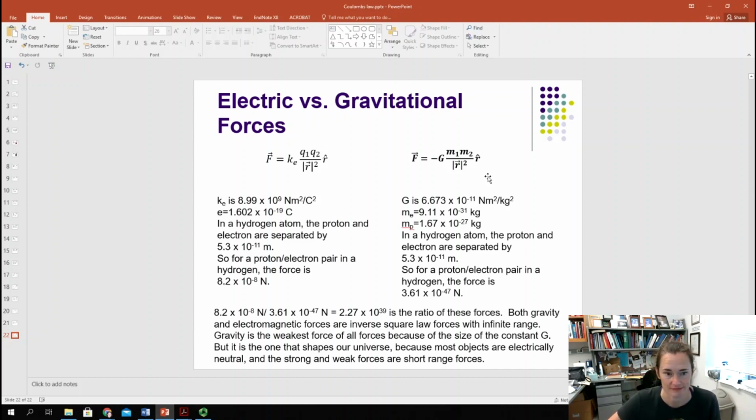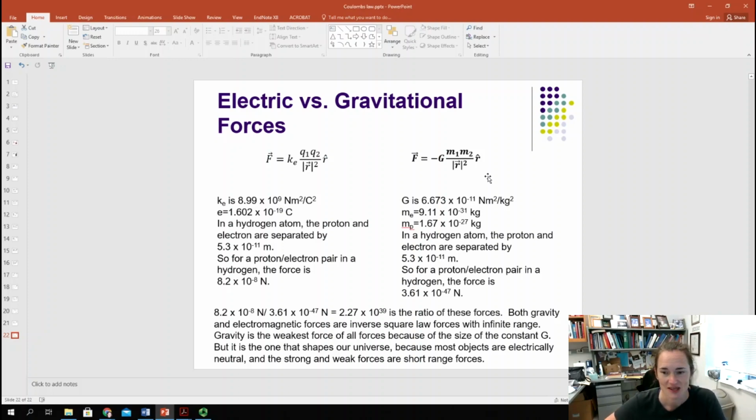Okay? Teeny. But compare it to the Coulomb force. Originally we looked at that and thought, oh well, that's not a really big number. 82 nanonewtons doesn't sound like a lot, but it sounds huge compared to 3.61 times 10 to the minus 47 newtons. So if you were to take the ratio of these two forces, 8.2 times 10 to the minus 8 newtons divided by 3.61 times 10 to the minus 47 newtons, you'd get a whopping 2.3 times 10 to the 39. So that's the ratio of those forces. They are 39 orders of magnitude apart.